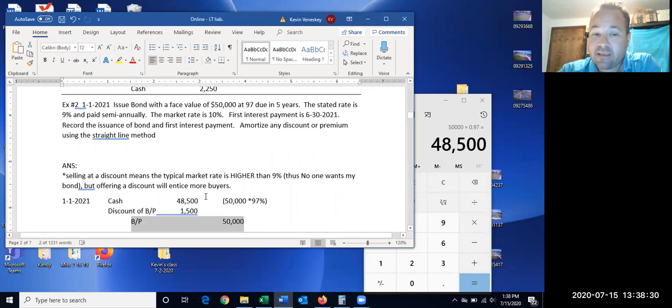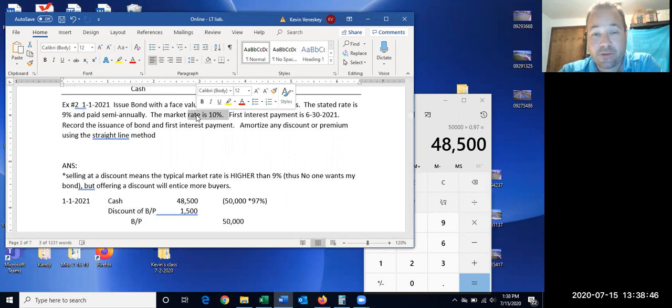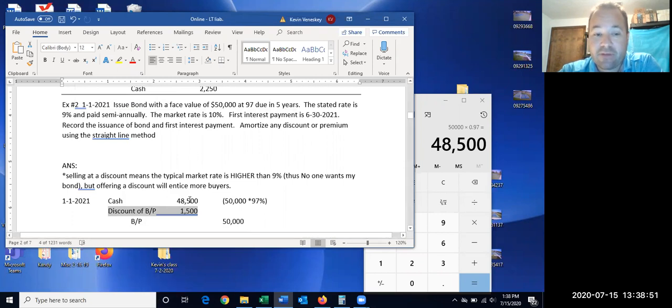Now the reason why it's selling for cheaper is because I had to issue it at a discount. Because in my problem here, the bond is stated at 9%, but the market is willing to pay 10%. So therefore, people aren't going to want to buy my bonds at face value. I have to give them an incentive. Basically, I'm giving them an extra $1,500 in 5 years, because they're only paying me $48,500 now, but in 5 years, I'm going to pay them the full $50,000, which is that much and an extra $1,500. So remember, this is like hidden interest.